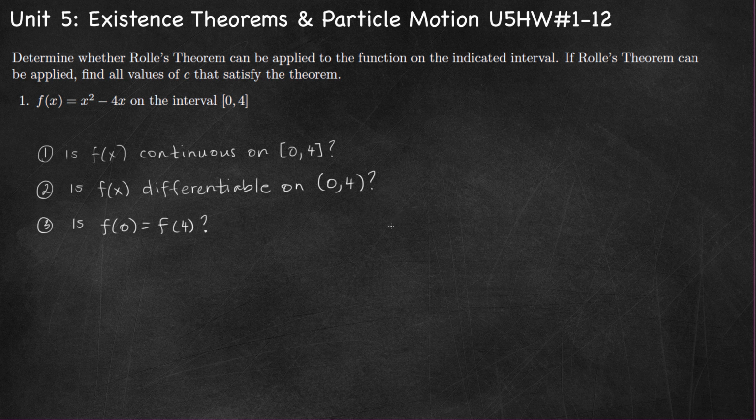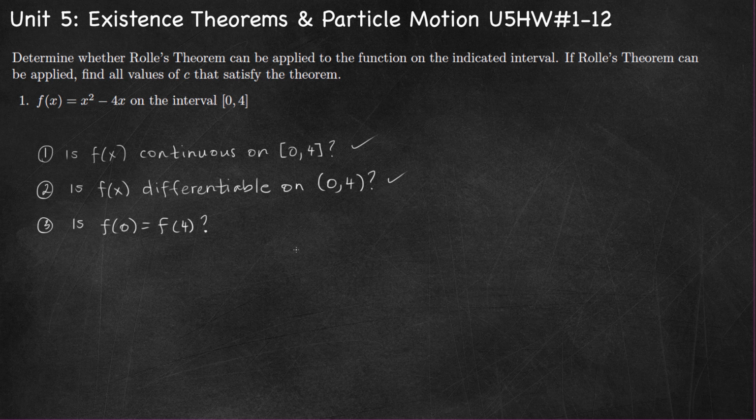Okay, so let's talk about this. Is f continuous on the closed interval from 0 to 4? Well, f of x is a polynomial function, and polynomial functions are continuous everywhere for all real numbers. So yes. Is it differentiable? Polynomial functions are differentiable everywhere. So yes. It's a nice thing about working with polynomials. They're continuous and differentiable everywhere.